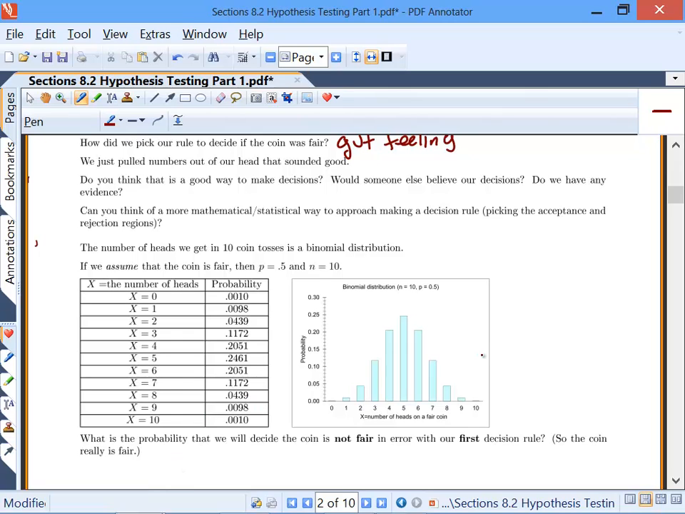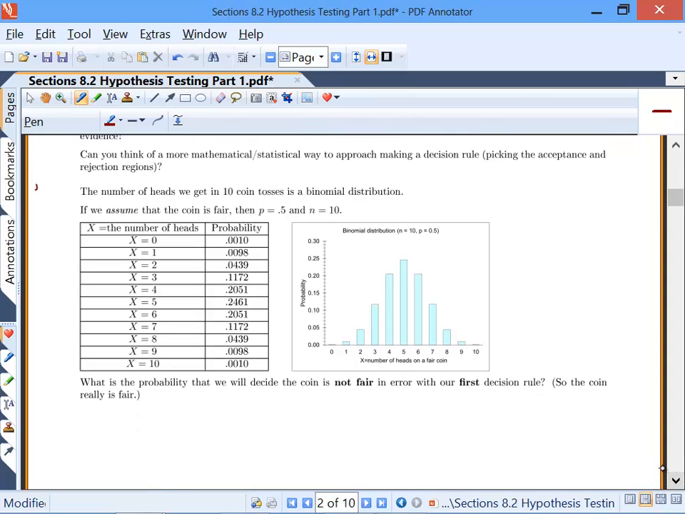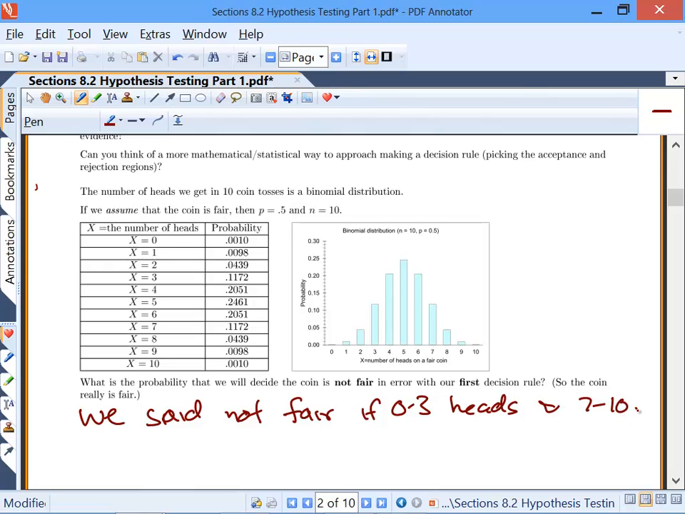Okay, and here is the lovely graph. So with our first decision rule, what is the probability that we'll decide that the coin is not fair in error? So the coin really is fair. So using these probabilities, what was the probability that we decided it was not fair? We said not fair if 0 to 3 heads and 7 through 10.